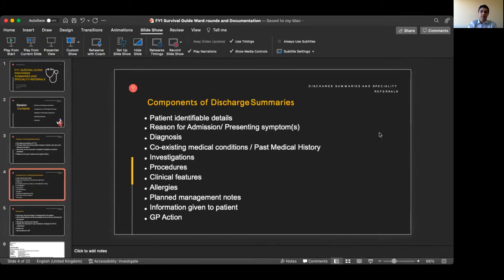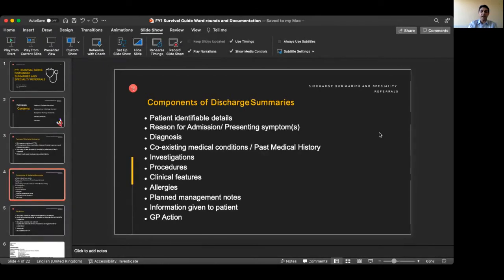Another section is the information given to the patient section. So in this section, you can usually safety net the patient. So any red flag symptoms to watch out for and who to contact if they do have these symptoms, but also anything that you've told the patient and you want to remind them of. For instance, if someone has had an intervention and the legal requirement is not to drive for 1 week, you would have verbally told the patient this, but just for legal purposes, it's good to write it in your discharge summary, but also to remind your patient as well about any information you could have given them.